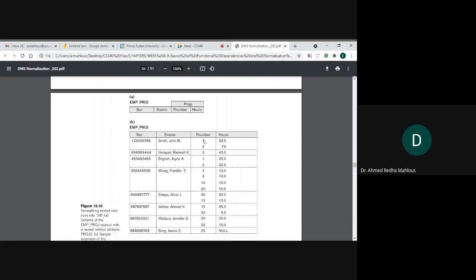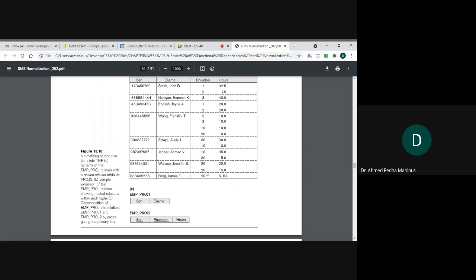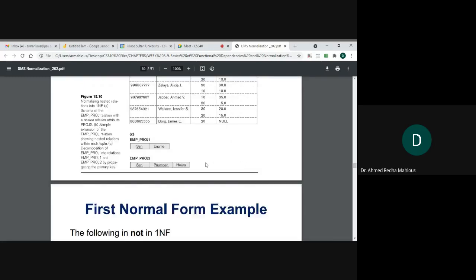This number with 1, I can tell you 32.5. This number with 2, I can tell you he works 7.5 in project number 2, and so on. If you can see here, we have many values for the project number. But if I combine SSN with project number 2, I can tell you exactly how many hours this person has worked on project 2, or project 3, or project 30, anything. Okay, so this is what is known as the first normal form.